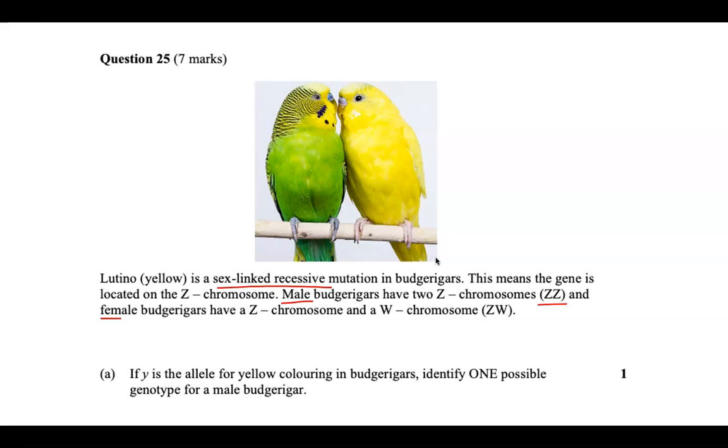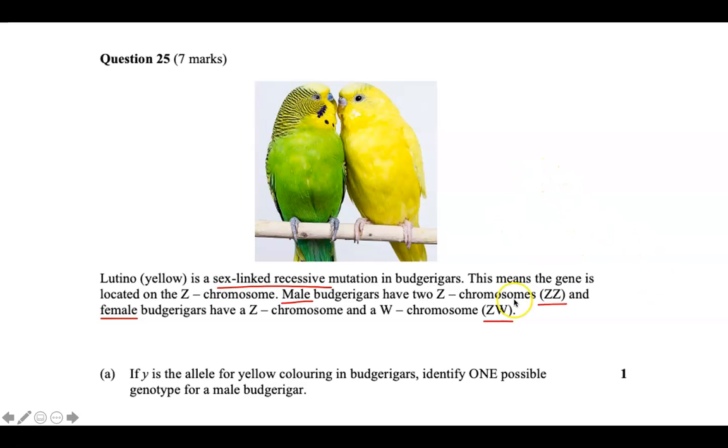And females, on the other hand, have the W chromosome, so they're ZW. Again, the skills you need to answer this question are just the same as any sex-linked recessive mutation question with Punnett squares and the like. The difference is the chromosomes here are different, but they give you the chromosomes that you need to talk about. So the question is, if Y is the allele for yellow colouring in budgerigars, identify one possible genotype for a male budgie. So it's not even asking for the genotype of a yellow budgie, just a genotype of any male budgie.